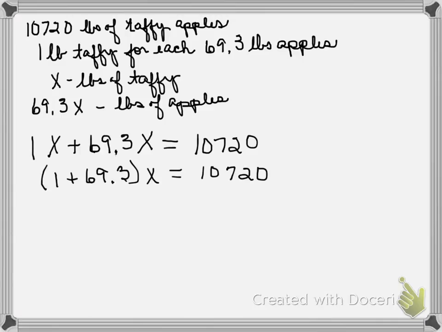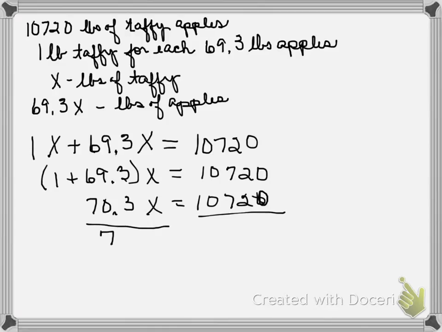10,720. Well, 69.3 plus 1 is 70.3. x equals the 10,720. Now, I know that usually, if you've got a decimal, we say multiply through, so you'd multiply through by 10. But this division is going to be so long, I'm just going to go ahead and divide by my decimal. So 70.3 into both sides.